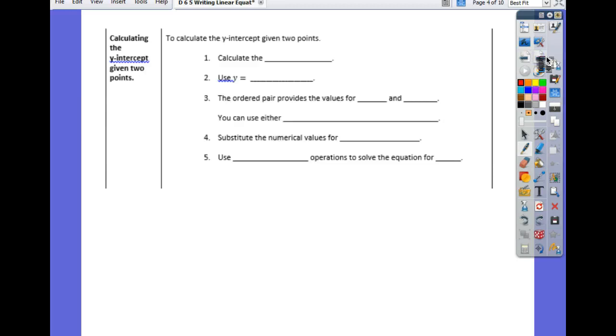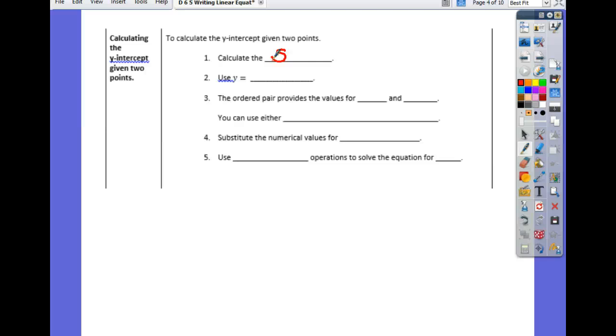To calculate the y-intercept then, what did we do? To calculate, first you have to calculate the what? What did we do first? You guys don't have this one in yours? It's on the bottom. Yeah, we do. Yep, it's on the bottom, page 26.